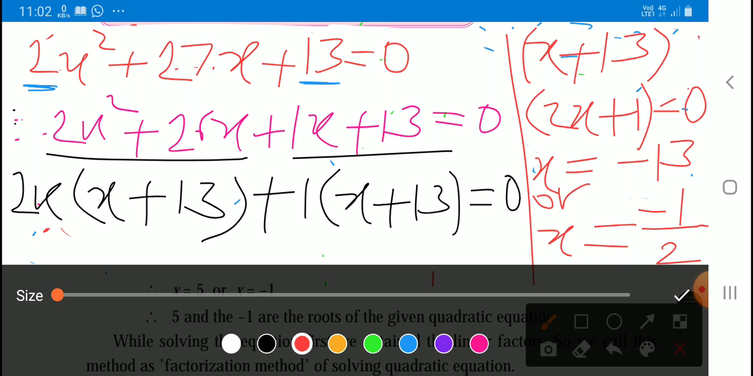Okay. By using this factorization method, you have to solve practice set 2.2 in your notebook.